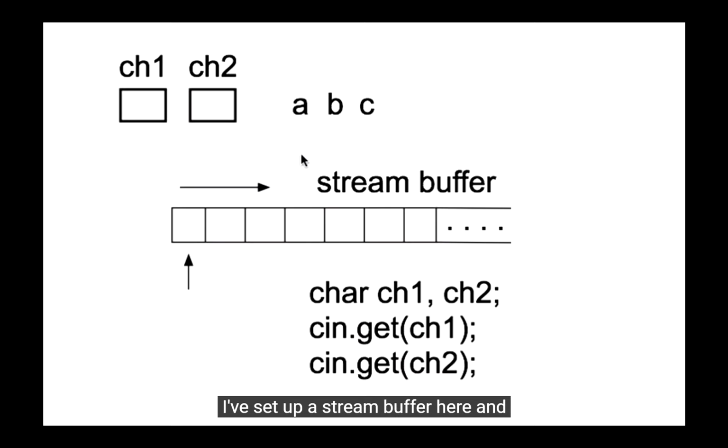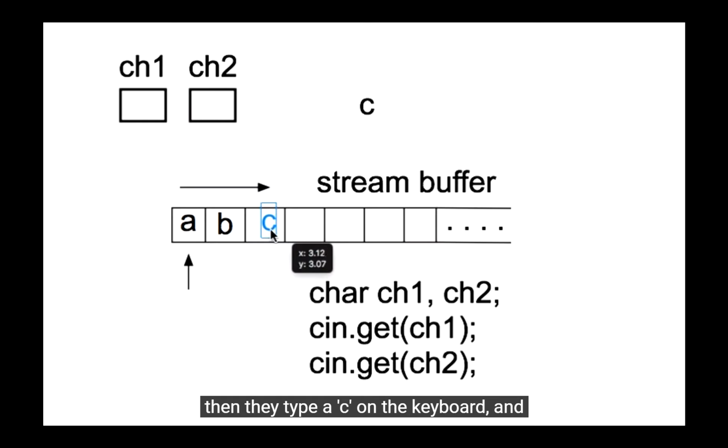So I've set up a stream buffer here, and this is controlled by the operating system. When the user types letters on the keyboard, the operating system keeps track of which letters are typed using a stream buffer. You can see that the characters are filled in from left to right in this example. Let's say that the user types A first, so that would be stored right there. And then they type a B. And then they type a C on the keyboard, and then let's say they type return.